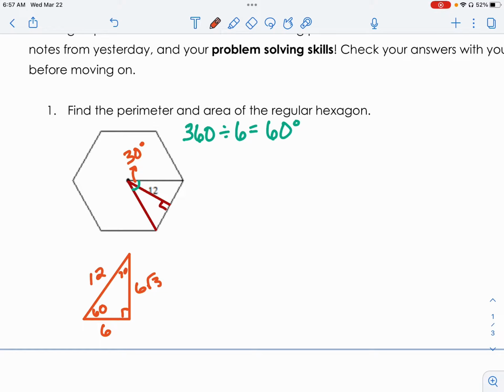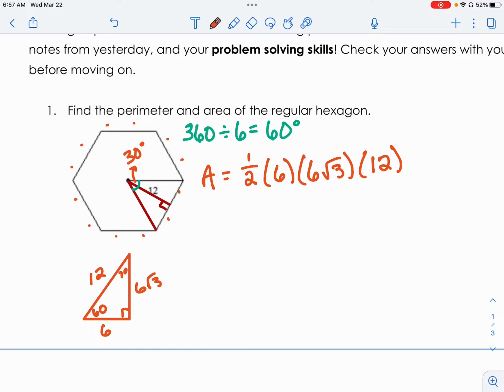Okay, now to find the area, since we have now found our apothem, it is 1/2 times 6 times 6 radical 3, and then we made 12 of those little triangles, so we'd have 12 dots all around here if we cut all of these into special right triangles, so that's why we multiply by 12. And the area equals 374.12.